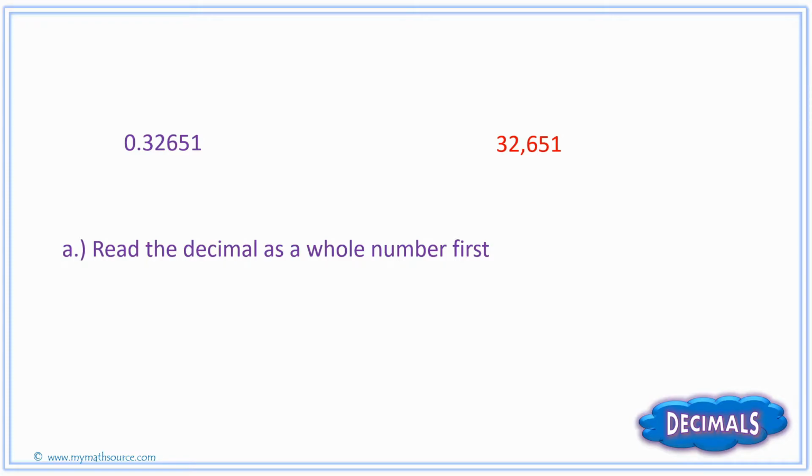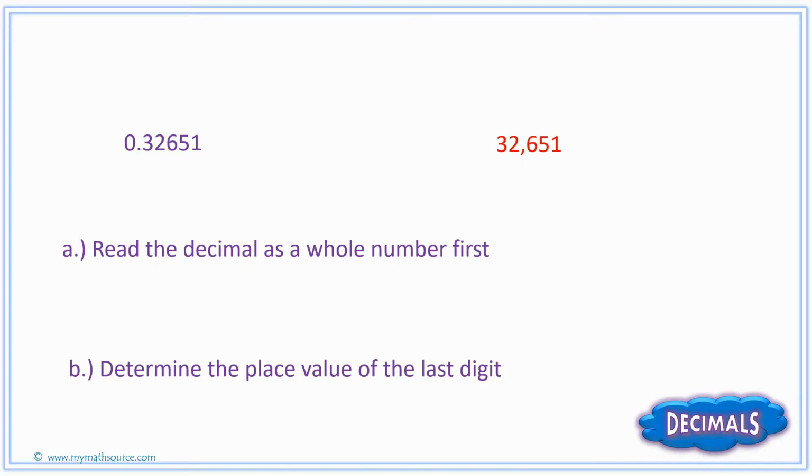Make sure you fill out the steps in your lecture work packet. The first step is to read the decimal as a whole number first. So that means we will look at this number as 32,651. The second step will be to determine the place value of the last digit.